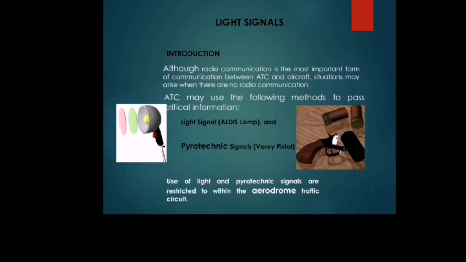Because these two objects have a limitation on the distance at which we can see the light, and there can also be obstruction of the light, and the range of the flare is also limited, these signals are restricted to use within the aerodrome traffic circuit, that is, traffic in the circuit.